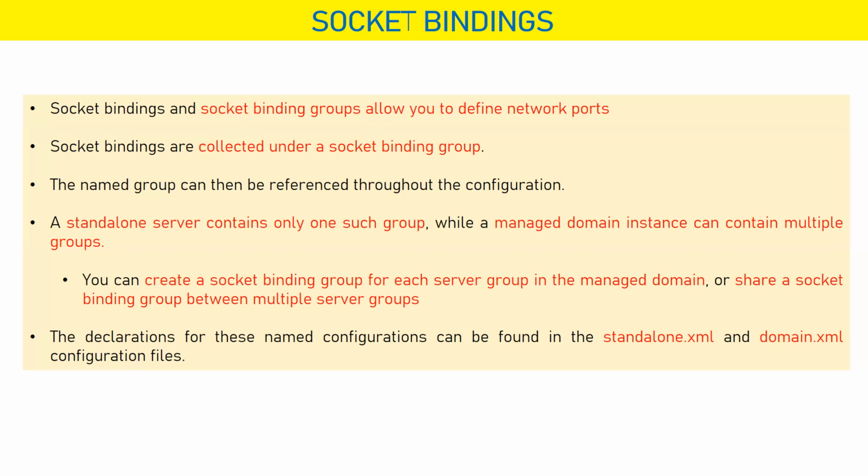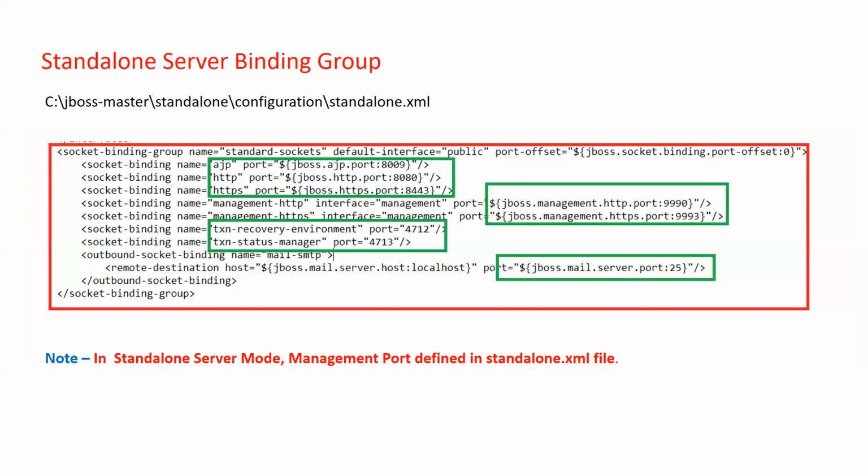So for that, we define socket bindings in our JBoss server. This declaration of socket binding is for standalone mode, where it will be inside your standalone.xml file, and when we go for managed domain mode, it will be inside the domain.xml file. This is an example of your socket binding group in standalone.xml, which means when we start our JBoss instance in standalone mode, you will see this kind of configuration.